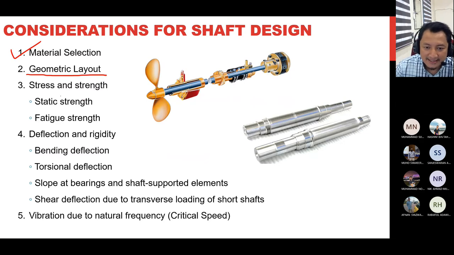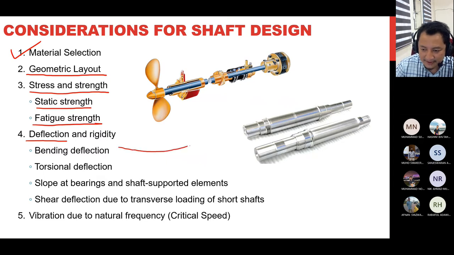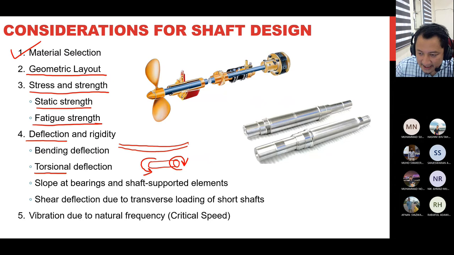So we are going to look at stresses and strength, whether it is static strength or fatigue strength, and we're going to look at deflection of the shaft, how bending of your shaft is going to look like. Does it bend? Does it have any torsional deflection? Torsional meaning it's going to twist one way and the other. The shaft is here. The twisting. So bending is bending.